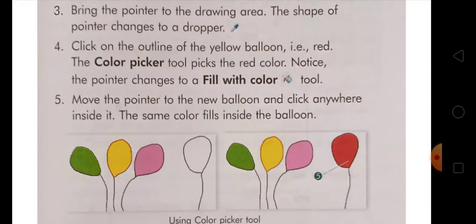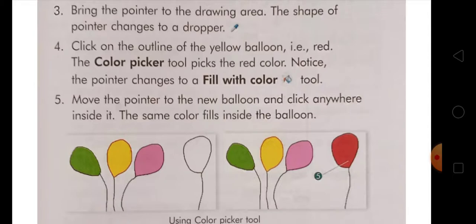Once again, firstly you have to draw one more balloon in your drawing. Second, in the tools group select the color picker tool. After that, you have to bring the pointer to the drawing area. When you bring the pointer to the drawing area, the shape of the pointer changes to a dropper.